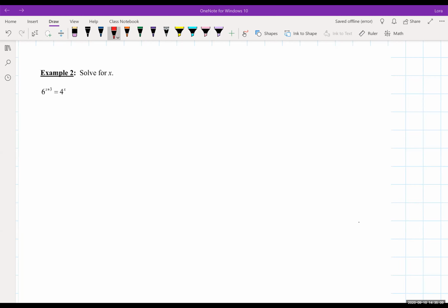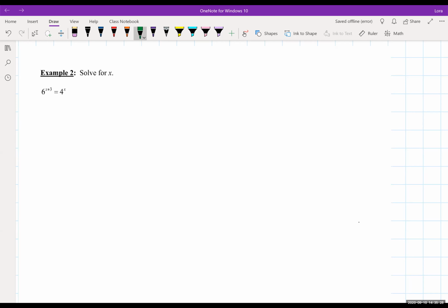Back with another exponential equation for you. We're looking at 6 to the power of x plus 3 equals 4 to the power of x. This equation looks innocent at this point, but remember, the first thing we always try to do is see if we can match the bases.